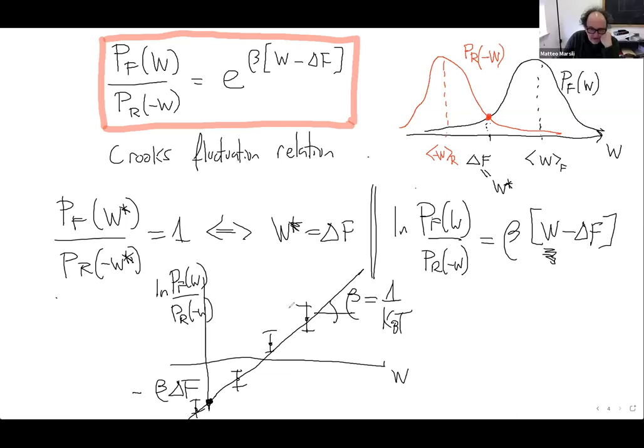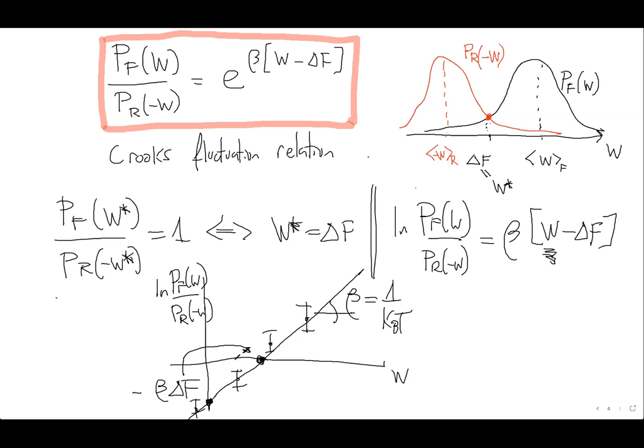It's the x-intercept, maybe the other intercept. Yes, it's the x-intercept, because when W equals delta F, the log is zero. So yes, sorry, it's here. Exactly. It's the x-intercept, that's a good point. So with the x-intercept, you will get the free energy change, and beta will be the slope.